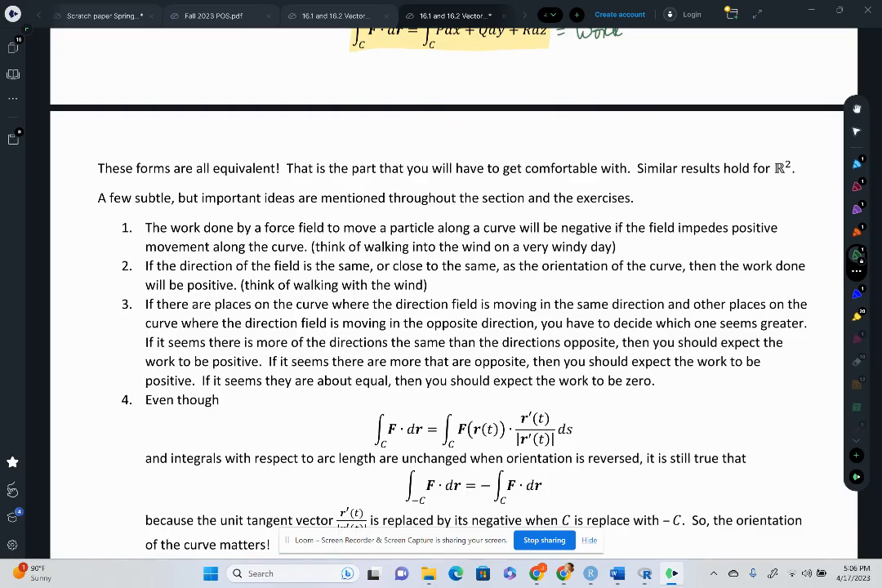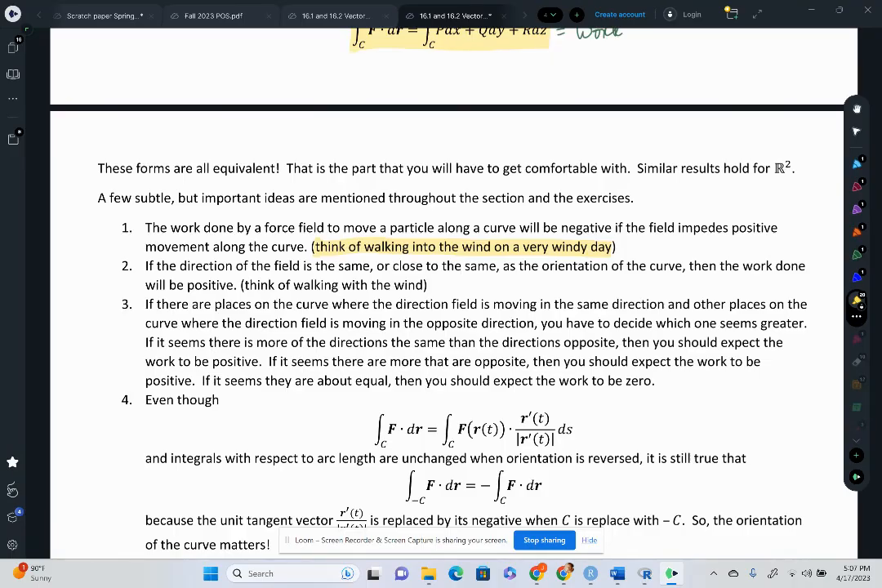Different scenarios are going to lend themselves to using one form or the other, and that's the comfort level you've got to get. So there are a few important ideas that are mentioned all throughout the section and the exercises that I've tried to summarize right here. The first one: the work done by a force field to move a particle along a curve will be negative if the field impedes positive movement along the curve. I find the best way to think of that is if you were walking into the wind on a very windy day, the wind would be working against you. It would make it harder for you to move forward.